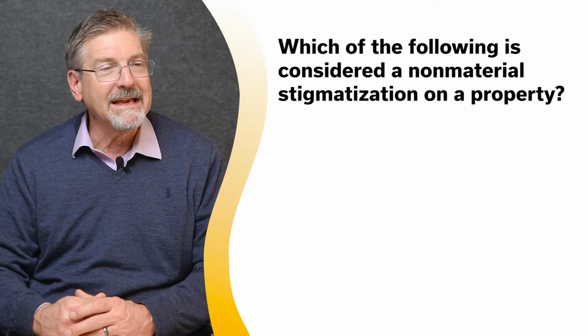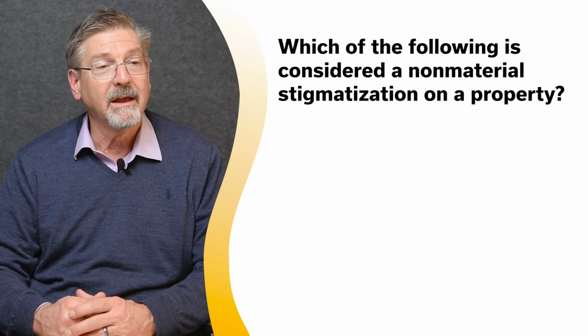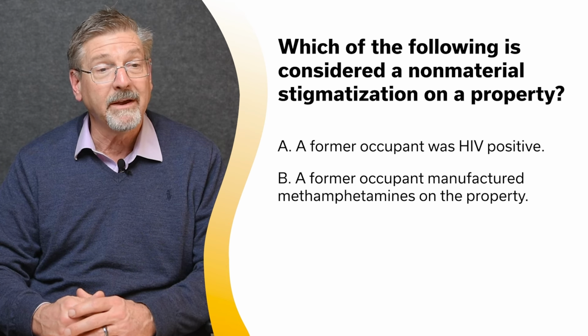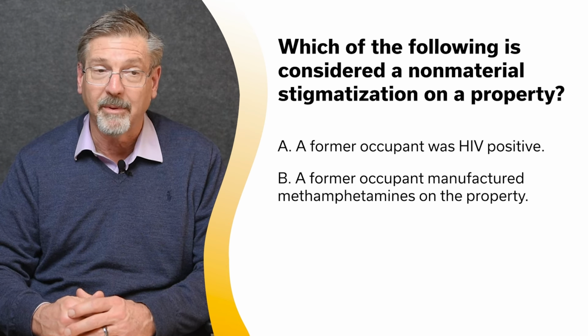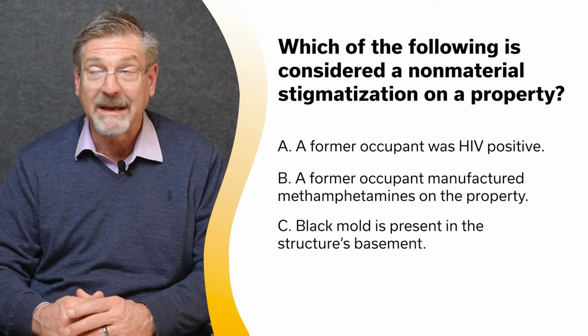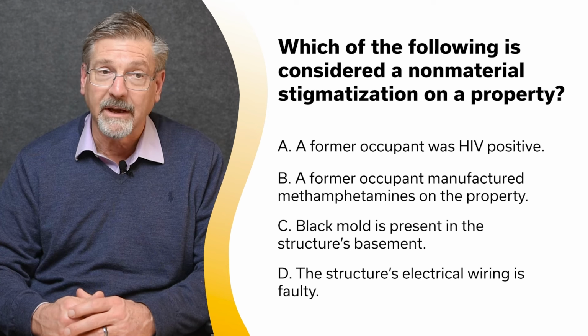Which of the following is considered a non-material stigmatization on a property? A, former occupant was HIV positive. B, a former occupant manufactured methamphetamines on the property. C, black mold is present in the structure's basement. Or D, the structure's electrical wiring is faulty.